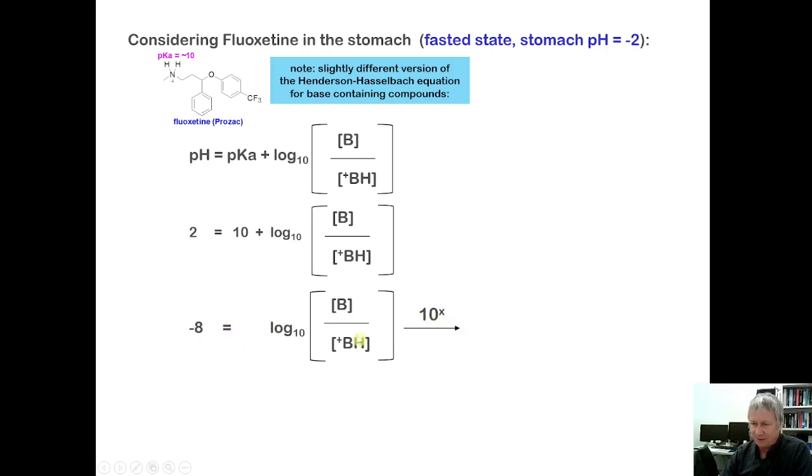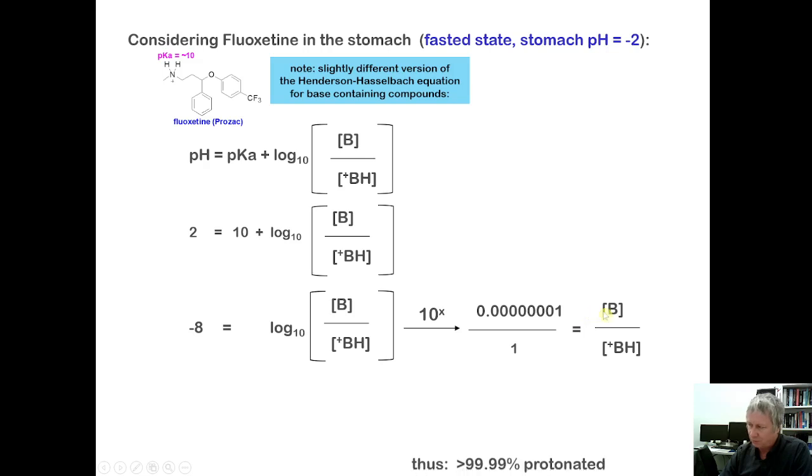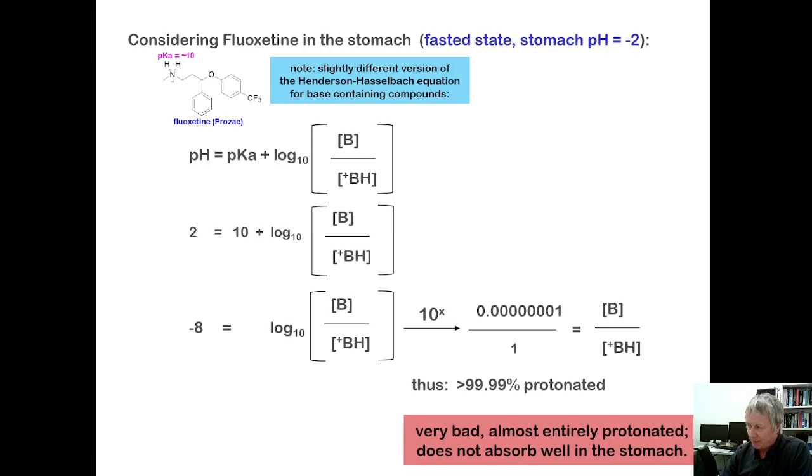So it's 10 to the -8, and it's basically a very tiny number. It's 7 zeros and a 1. And on the top is the neutral form, and the bottom is the protonated form. So it's basically an extremely small amount of the neutral form, and you'd say 99.99% protonated, which is the inefficient form to absorb. And so we say it's very bad, it's almost entirely protonated, does not absorb well in the stomach, right? That would be the conclusion.